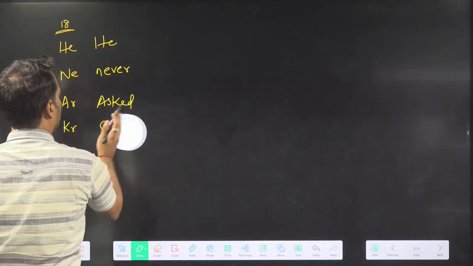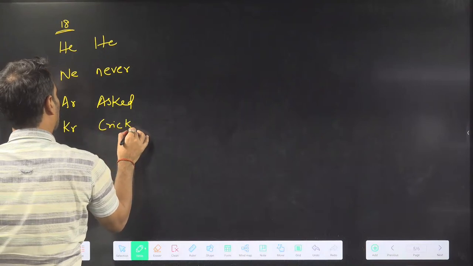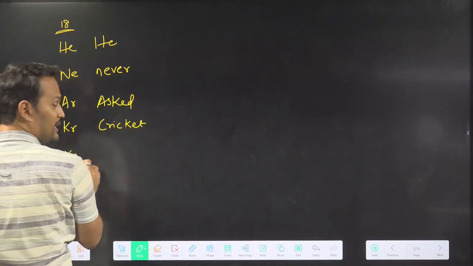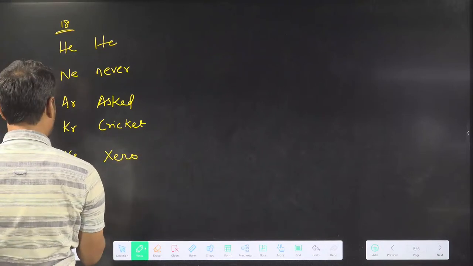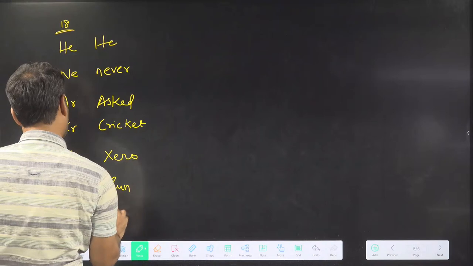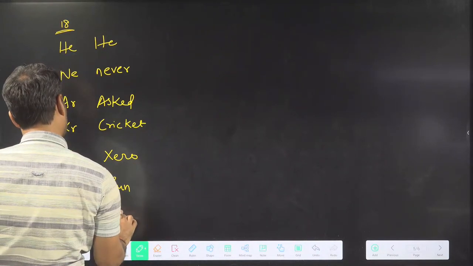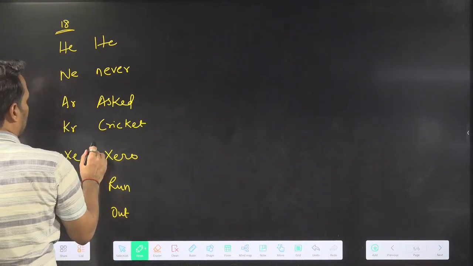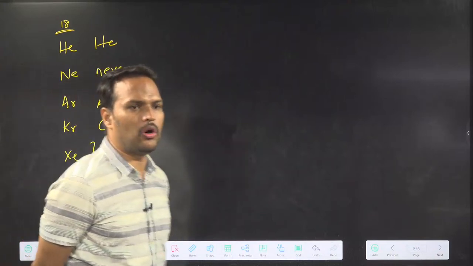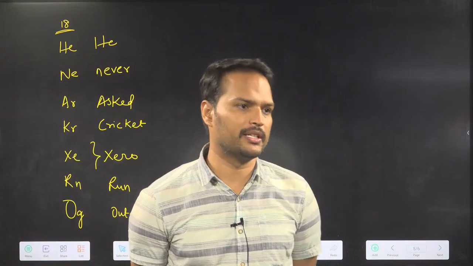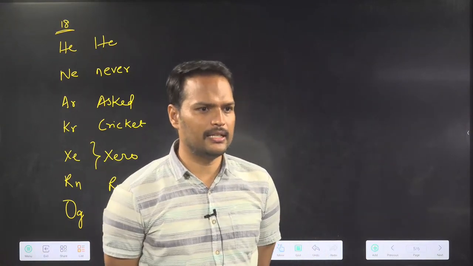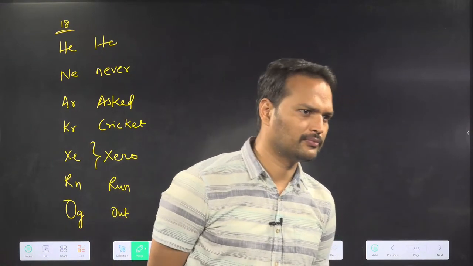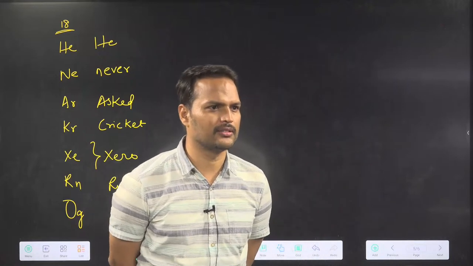Okay, he never asked cricket zero, but zero spelling we are changing here. Okay, zero we are writing, zero run out, run out. Okay, you know there is a place called Ziro in Arunachal Pradesh. Okay, Ziro is a place in Arunachal Pradesh. Okay, just for knowledge.